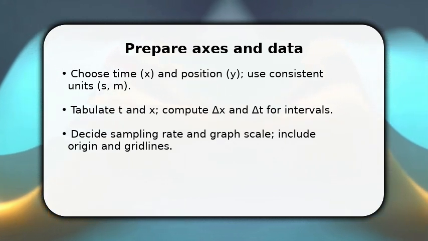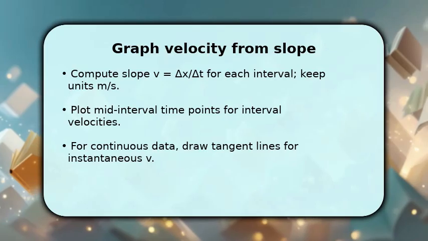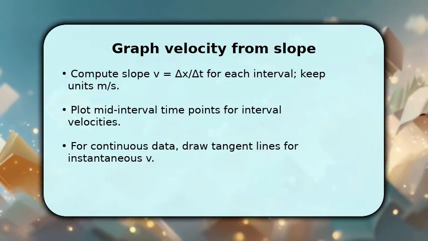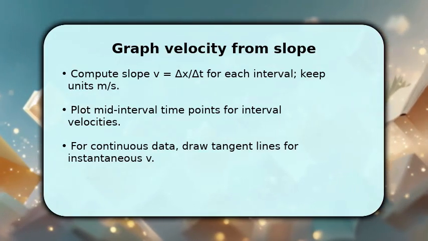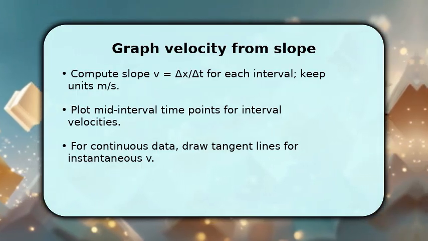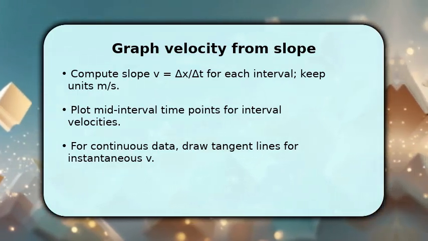You now convert position changes into velocity by calculating slope. v equals Δx divided by Δt for each interval. Plot each resulting v value at the midpoint time of its interval to represent average velocity.